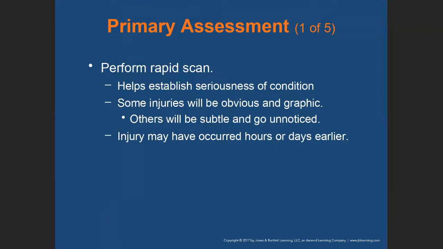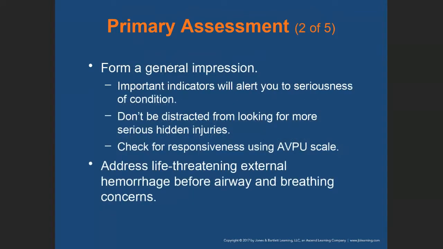Perform a rapid scan. So after the scene size up, it's time for the primary assessment. A rapid scan helps establish the seriousness of the condition. Some injuries will be obvious and graphic. Others will be subtle and can go unnoticed. Injury may have occurred hours or days earlier. Form a general impression of the patient and the environment. Important indicators will alert you to the seriousness of the condition. Don't be distracted from looking for more serious hidden injuries.